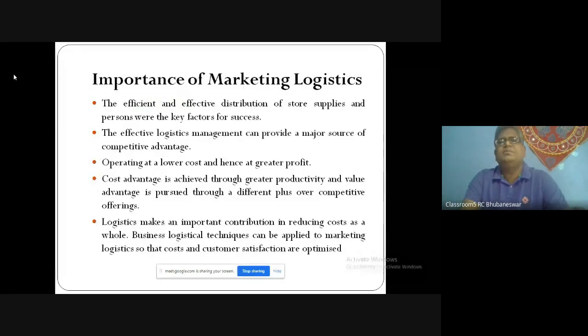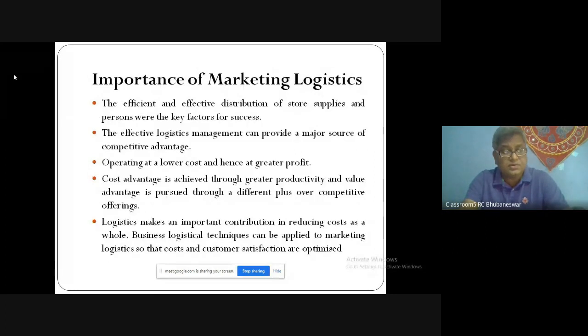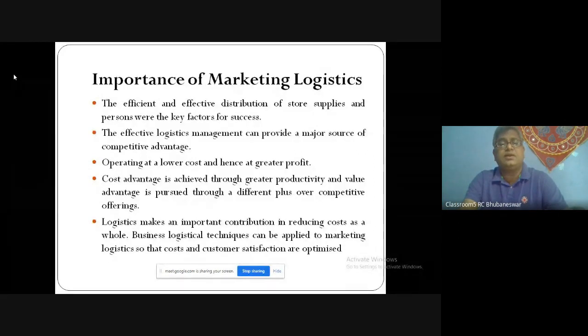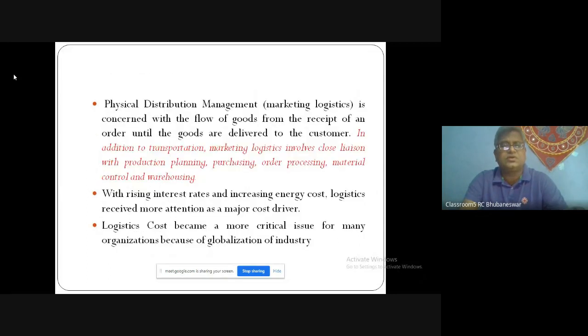My dear student, if you talk about the importance of marketing logistics, effective distribution and effective supply of goods give a competitive advantage. Greater profit arises with a lower cost. Cost advantage is also achieved through productivity and value advantage, and marketing logistics makes an important contribution to reducing cost. So these are the issues which can be undertaken in marketing logistics.